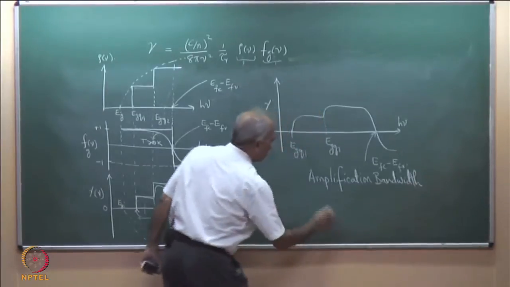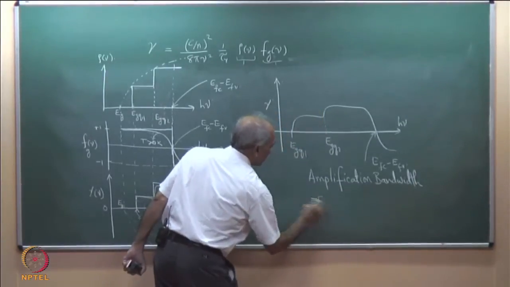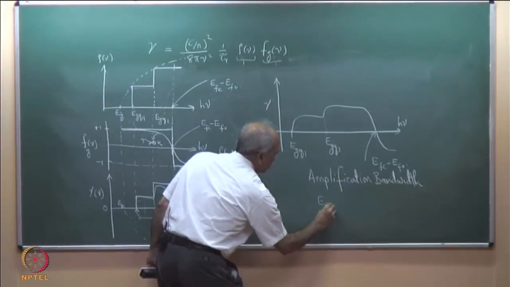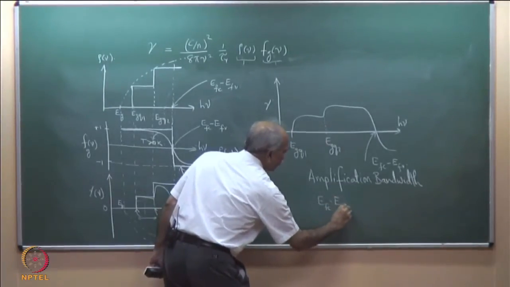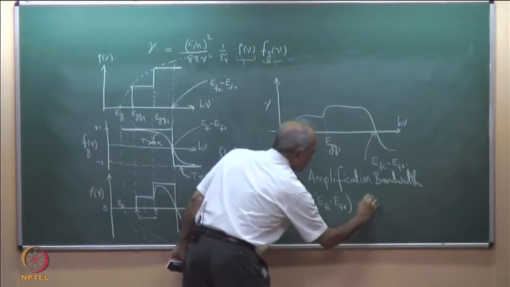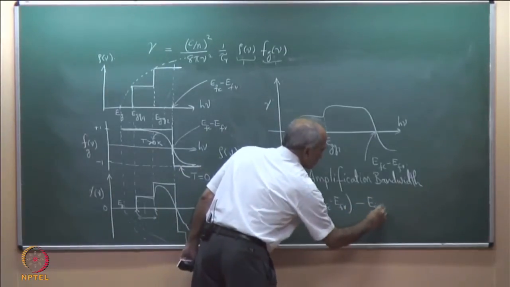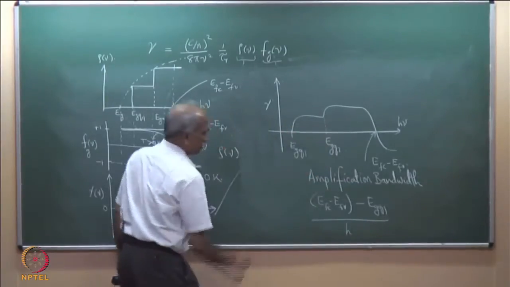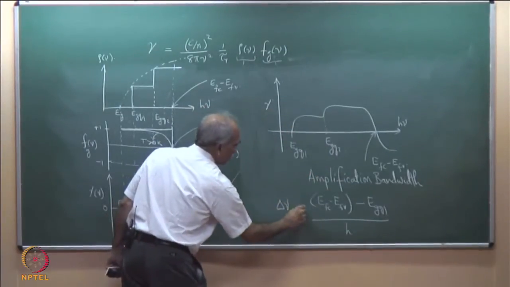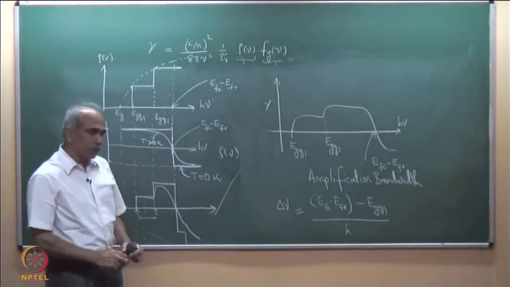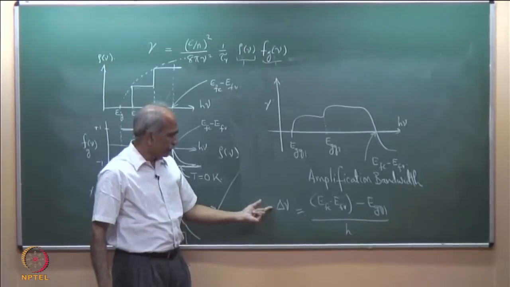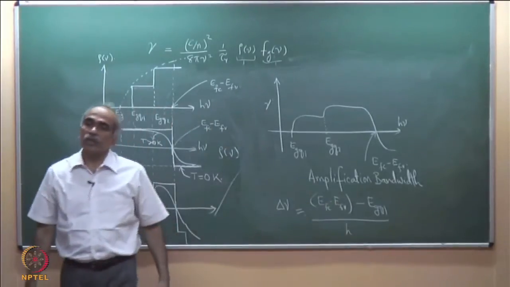So in this case the amplification bandwidth is determined by EFC minus EFV minus EgQ1, divided by h. So this is the amplification bandwidth, delta nu. h delta nu is the energy difference, therefore the bandwidth is given by this for a quantum well structure.